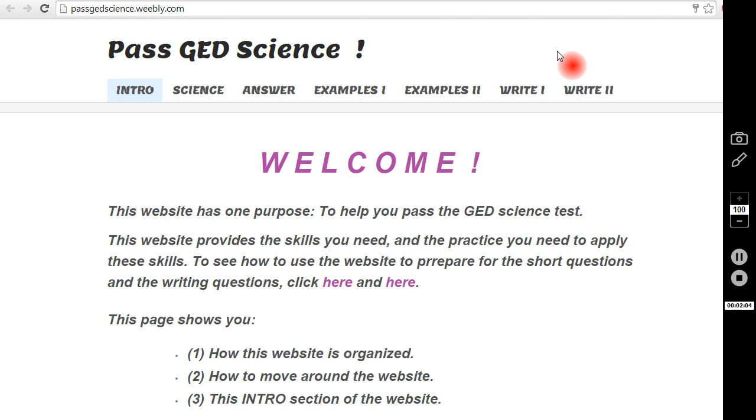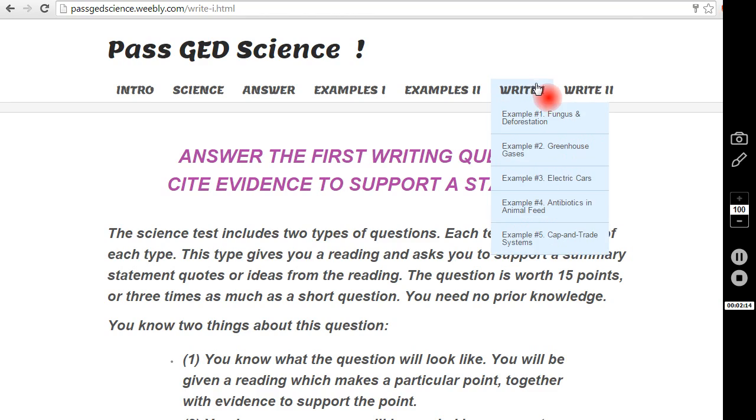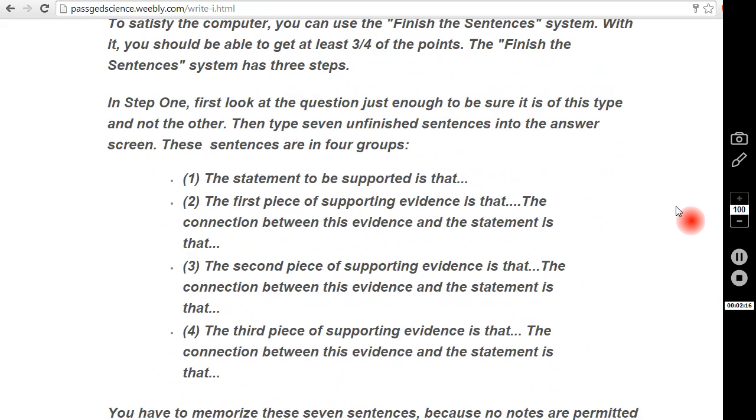Now, to satisfy the computer, all three websites use a finish the sentences system. Let's go to the write 1 section in science to see how this works. In step 1 of the finish the sentences system, you see 7 unfinished sentences. And these particular questions ensure that you'll answer the right question, that your response will be well organized, and that you'll include enough keywords and phrases for the computer. You have to memorize these because no notes are permitted on the test.